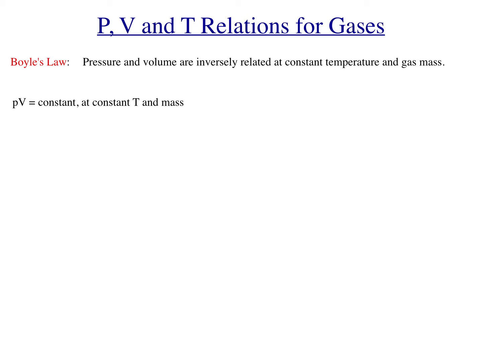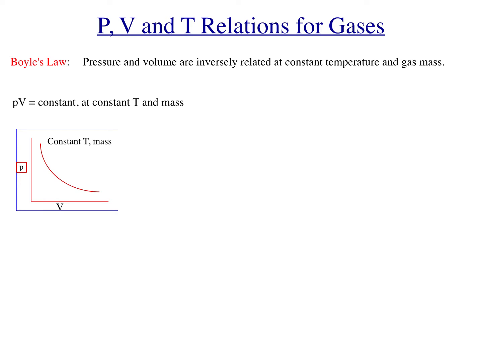And we can rewrite this statement in a mathematical form as PV equals constant. That's because pressure is proportional to 1 over volume, inversely related. And therefore, we can replace that proportionality with a constant and write PV equals a constant, where P is the pressure, V is the volume at a temperature T and for a given mass of the gas.